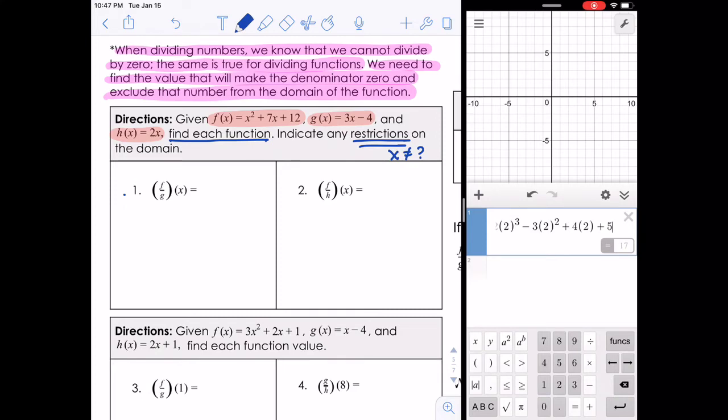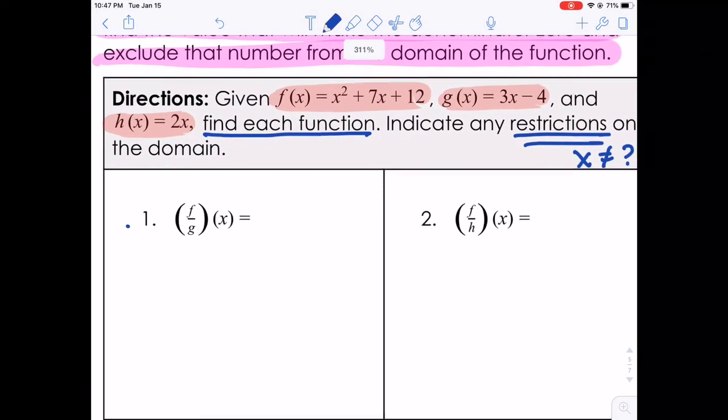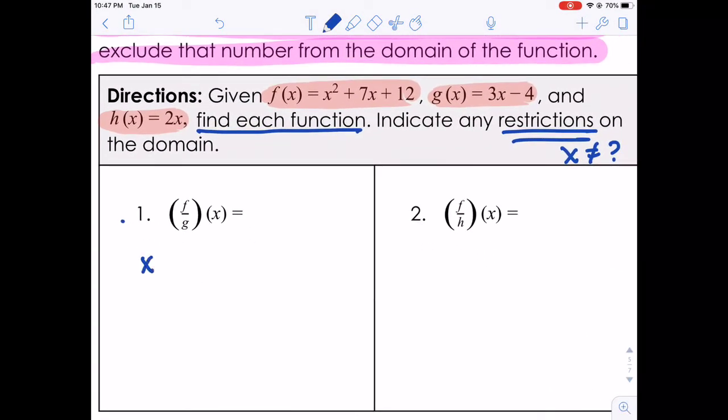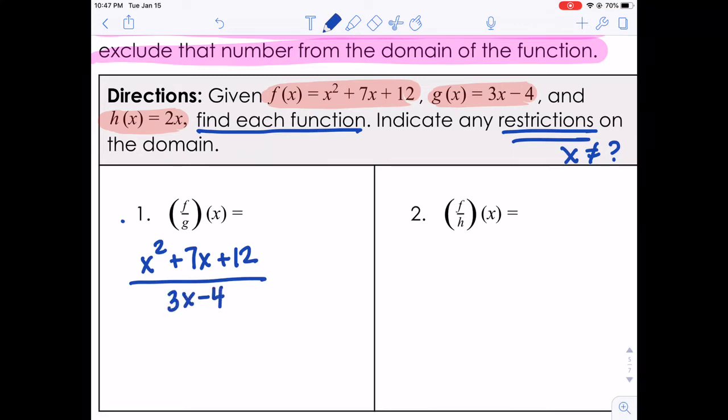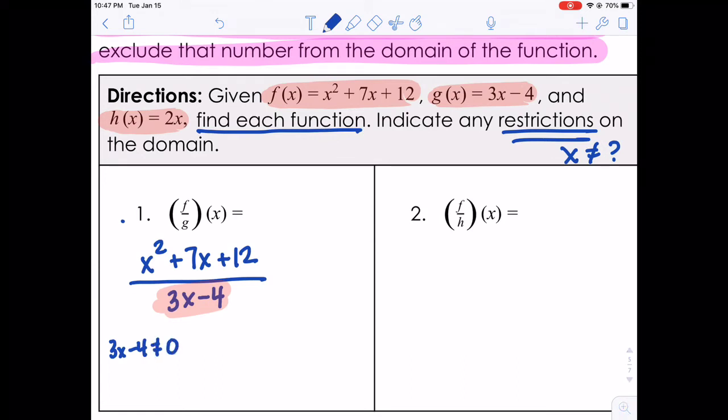So in this case, they want f over g. So I'm going to put x squared plus 7x plus 12 over g, which is 3x minus 4. That's the beginning of my equation. And then in order to indicate any restrictions, the second part, I know that the denominator, this part down here, is not allowed to be 0. So I'm going to do that as kind of a separate problem. So 3x minus 4 is not allowed to be 0.